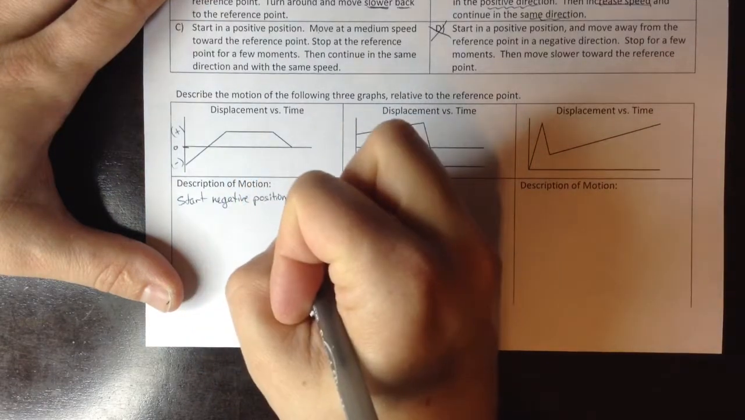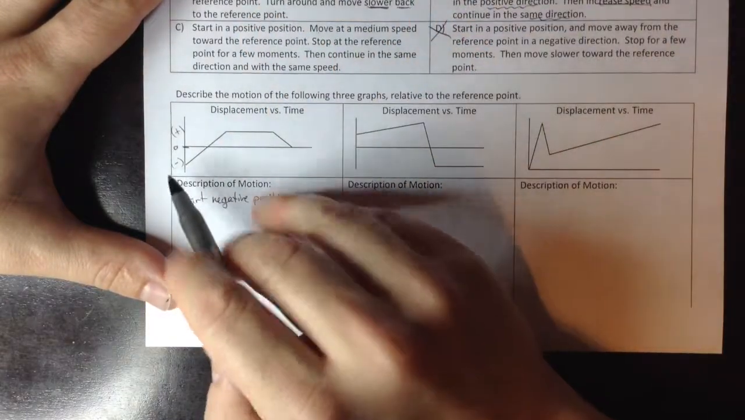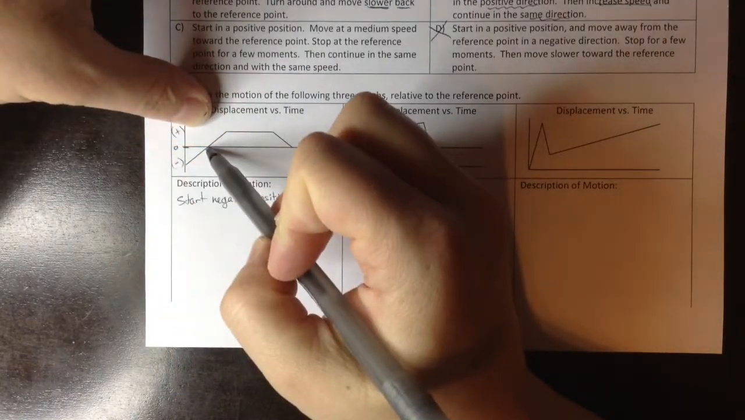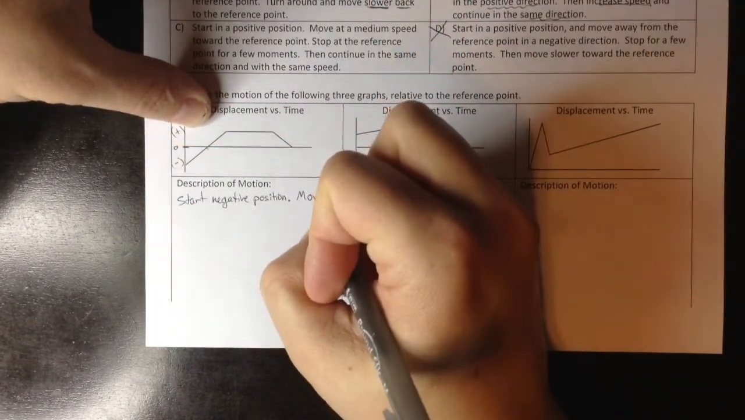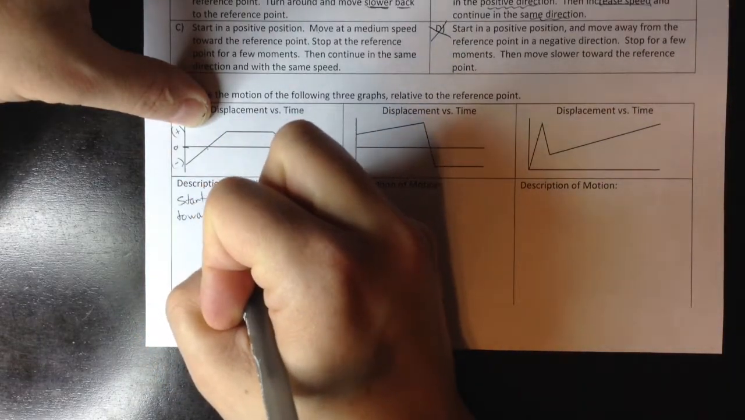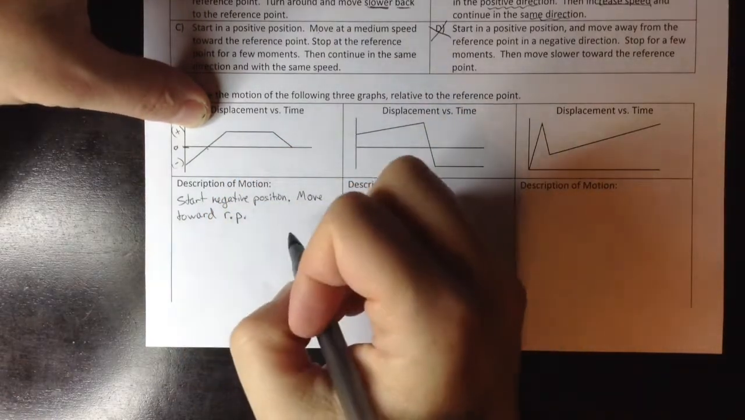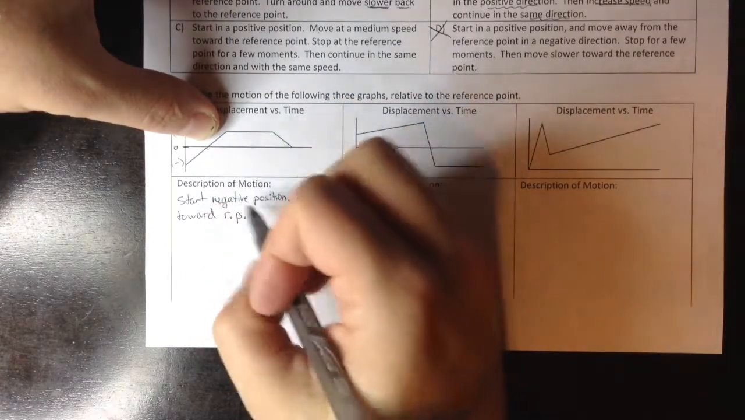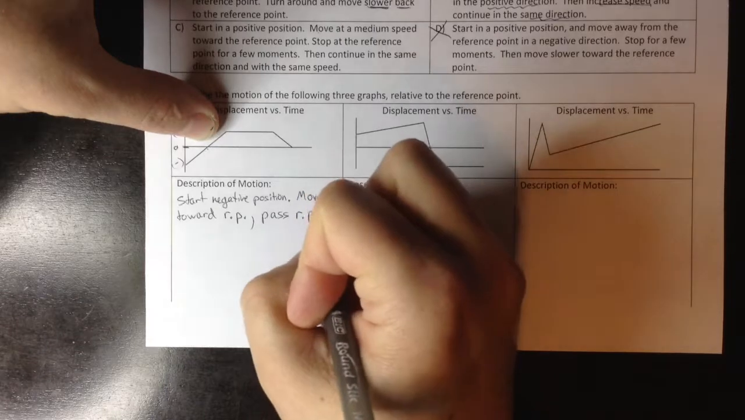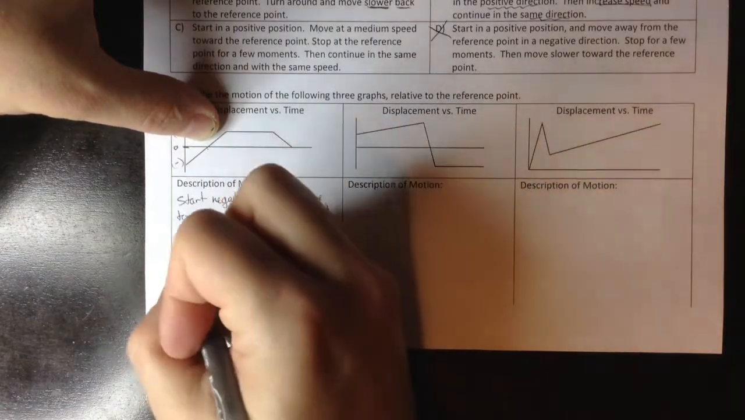Now, is it moving towards the reference point or away from the reference point? Well, as time passes, it gets closer and closer and closer. So move towards the reference point. And I'm just going to put RP because I'm too lazy to write reference point. Okay, so move towards the reference point. Right here, you pass the reference point. And keep going.